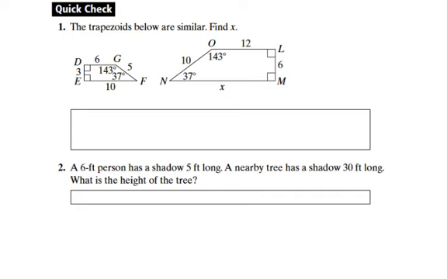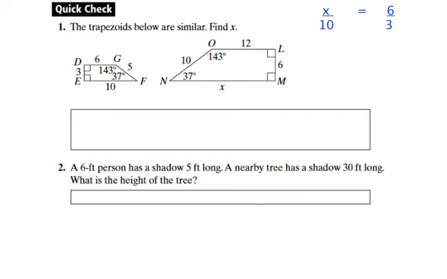In number 1, the trapezoids below are similar. We have to find the value of x. So we're going to set it up as a proportion. x, which is NM, corresponds to EF, or FE, which is 10. So you write x over 10 for your first ratio. Then you can take any other corresponding sides. I'm going to use LM and DE. So we have x over 10 equals 6 over 3.